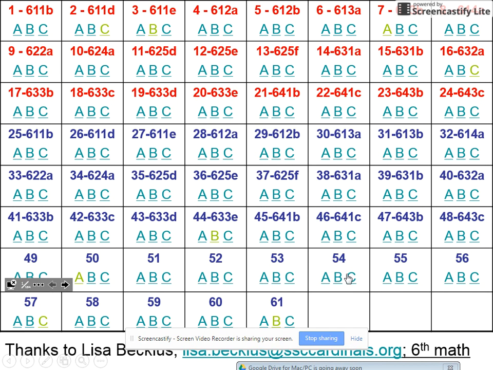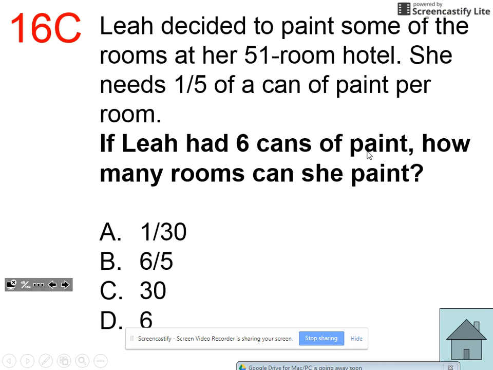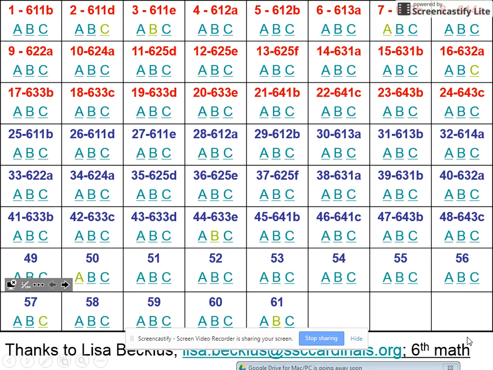All right, next is 16C. All right, if she decided to paint and she needs 1/5 of a can of paint per room, one can could do 5 rooms. Okay, so she doesn't have one can, she has 6 cans. So if one can do 5 rooms, 6 cans could do 30 rooms. And so the answer is C.